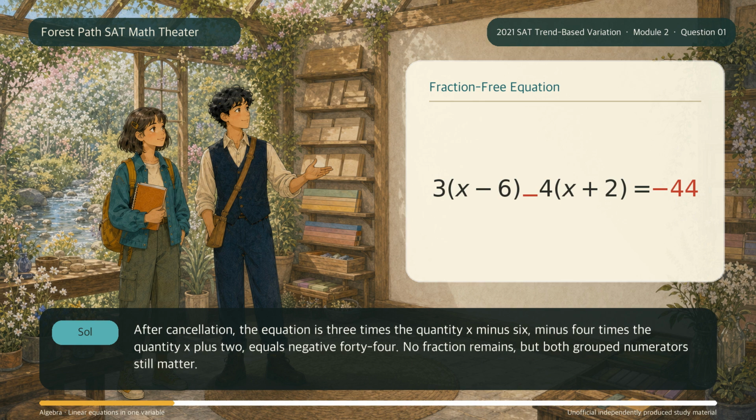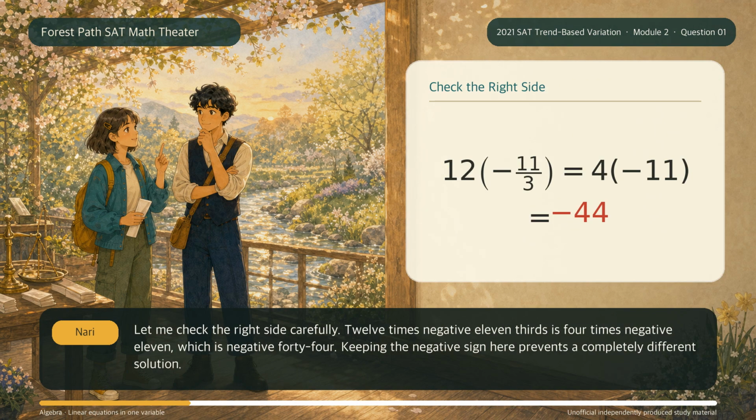After cancellation, the equation is 3 times the quantity x minus 6 minus 4 times the quantity x plus 2 equals negative 44. No fraction remains, but both group numerators still matter. Let me check the right side carefully. 12 times negative 11/3 is 4 times negative 11, which is negative 44. Keeping the negative sign here prevents a completely different solution.